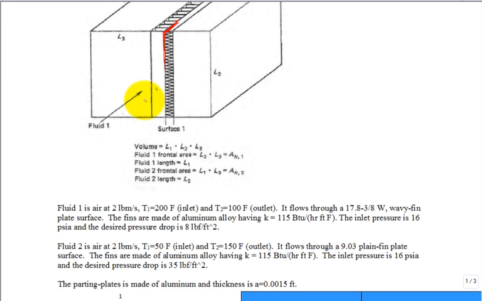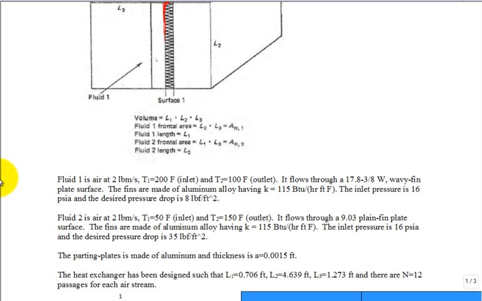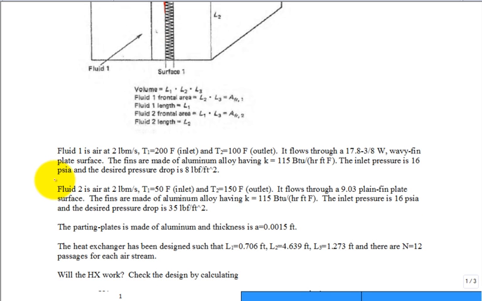The heat exchanger has been designed, and these are the values given, worked out in example 3.5, where L1 is reported to be this, L2 is this, L3 is that, and hence there's 12 passages. N is equal to 12 for each airstream. So it's like 12 sections that have one downflow and one crossflow.